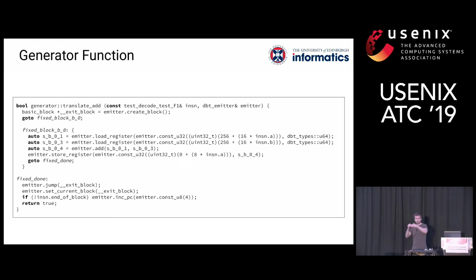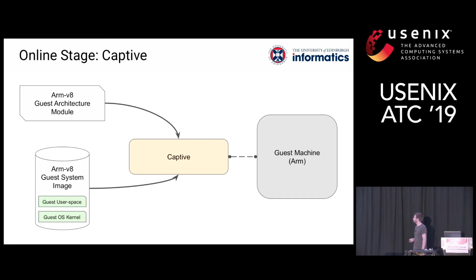Sometimes we translate traces of instructions. And for each instruction in that trace, the generator function is invoked at compilation time to build a graph that represents the behavior of that instruction and eventually the behavior of that particular basic block.